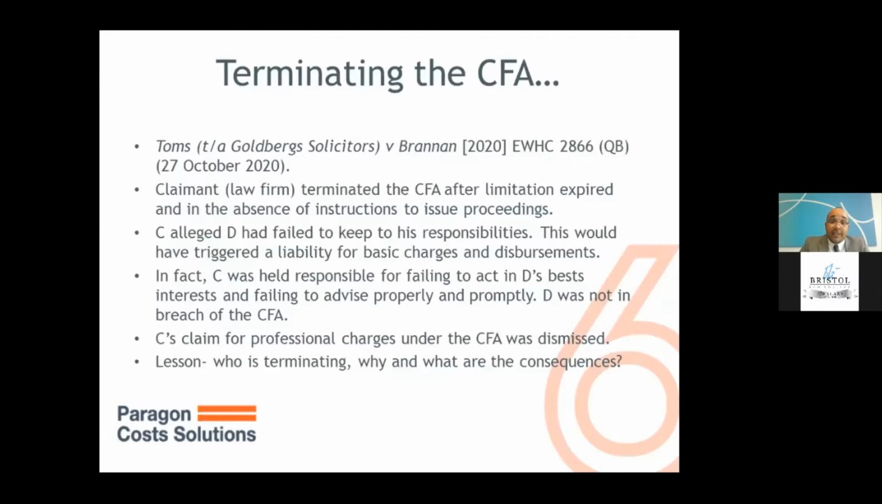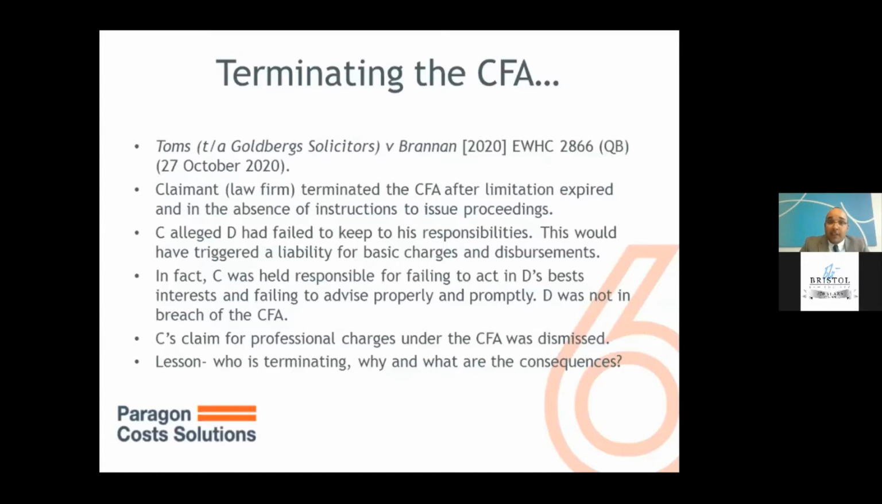So in this case, they said that the client hadn't kept their responsibilities by giving proper instructions to issue proceedings before the limitation period expired. However, the court found that in fact, the claimant, the law firm, was responsible for not acting in the defendant's best interest and failing to advise properly and promptly.